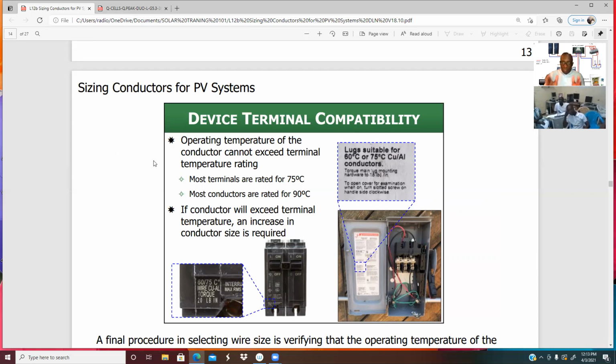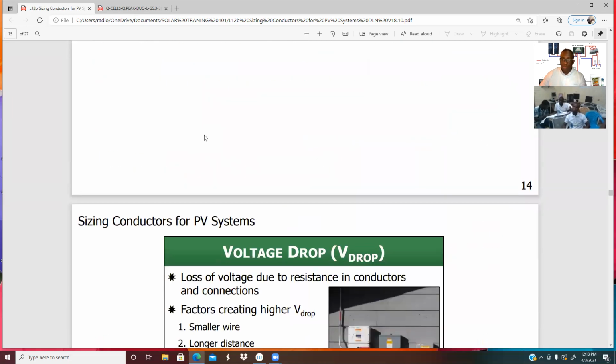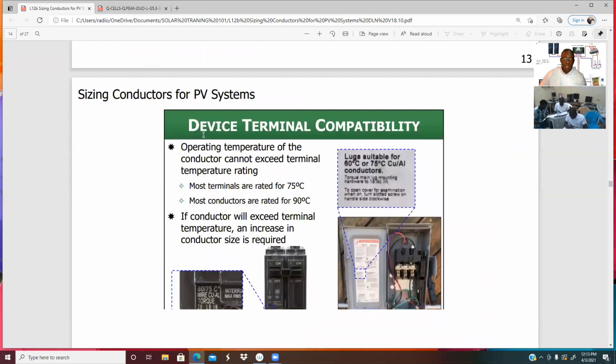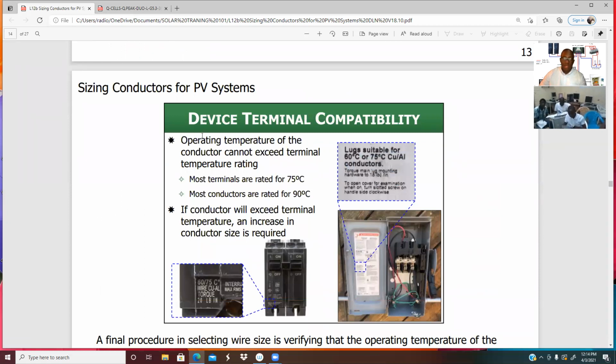So you have this material here. I know some of you are busy, but spend your time. You have to read the material and soak yourself in it. Okay, guys? And device temperature, keep it. Now we move onward to page number 14: device terminal compatibility. I'm going to stop here and answer your question now.